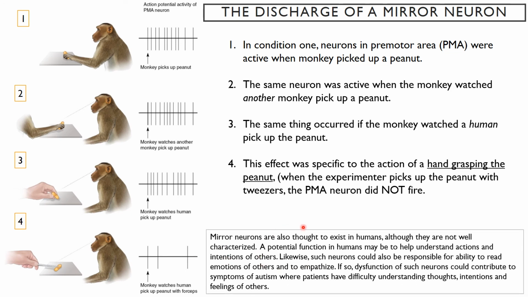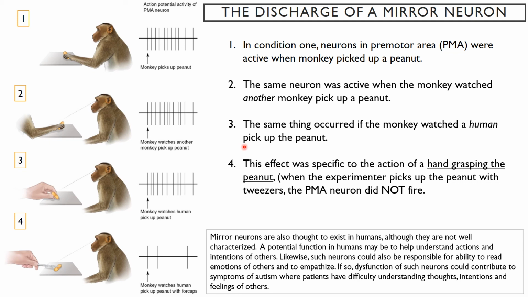We know that there are mirror neurons in humans, and we don't just think it, we also know that this occurs. They're not very well characterized, though, because it does involve this very complex process of being able to record. The idea behind what mirror neurons are involved with is thought to be that this is how our motor areas and premotor areas observe the movements of others and learn from them.